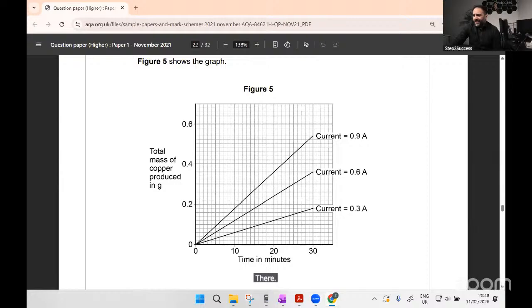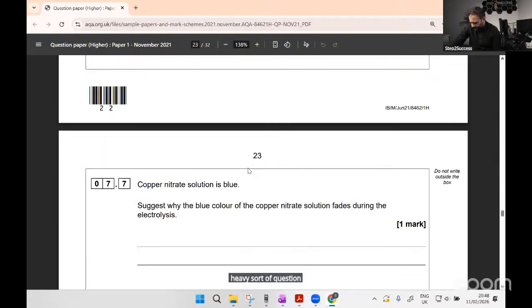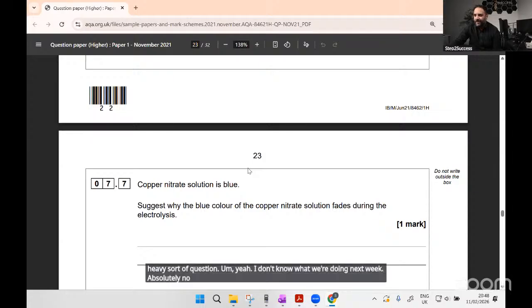Right. I think that's all I'm going to do for the time being. I think that was a heavy sort of question. Yeah, I don't know what we're doing next week. I have absolutely no idea. Physics required practicals, maybe. I don't know. Right, for year 11 and for everybody else, I can't remember.